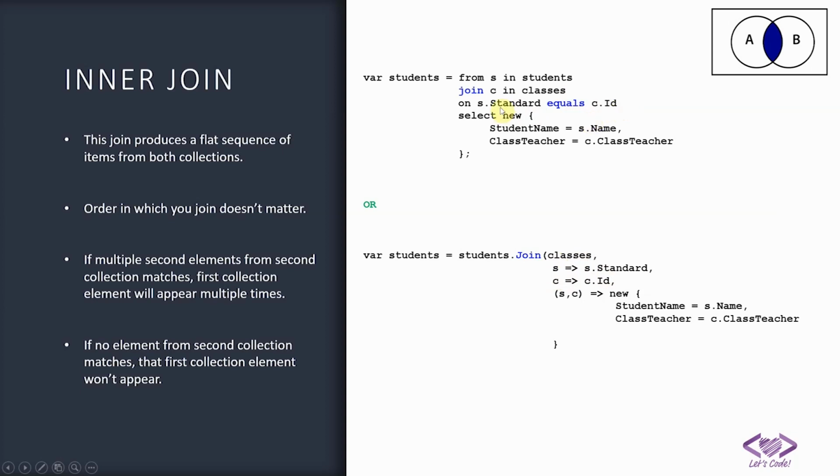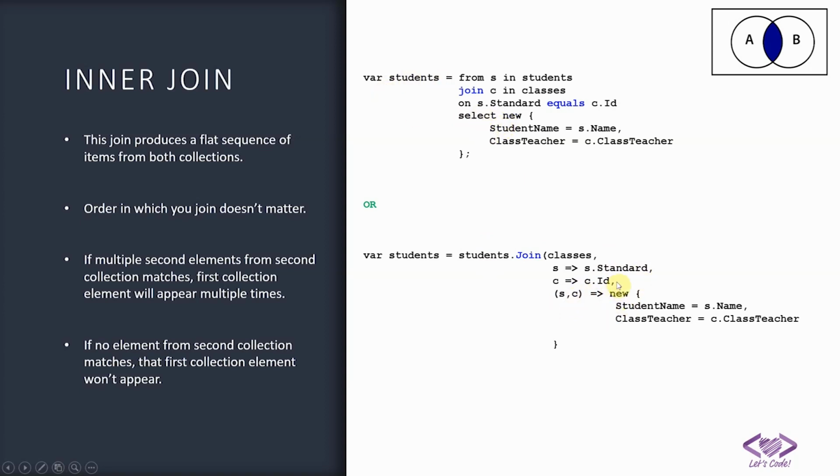These are the two properties of the class of the collections which are defining the relationship. So next we have to give those two: s lambda expression s dot standard, c lambda expression c dot id. So now standard and id are the ones which are making the relationship, and then the last parameter will be the return kind of statement, like what we want to return out of this join. So here we use it like a select query to return it.